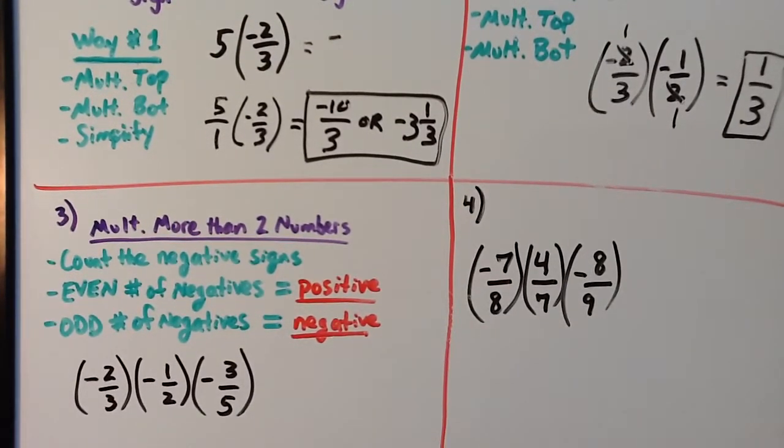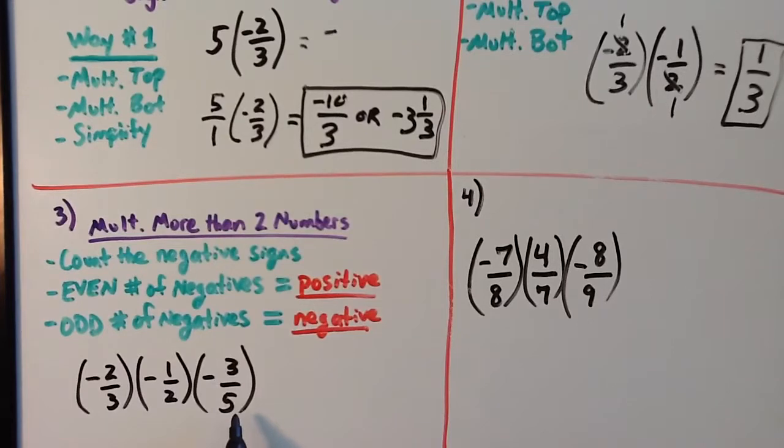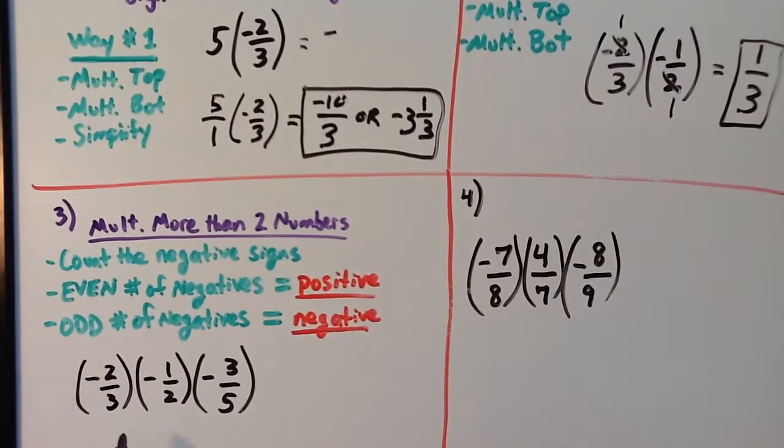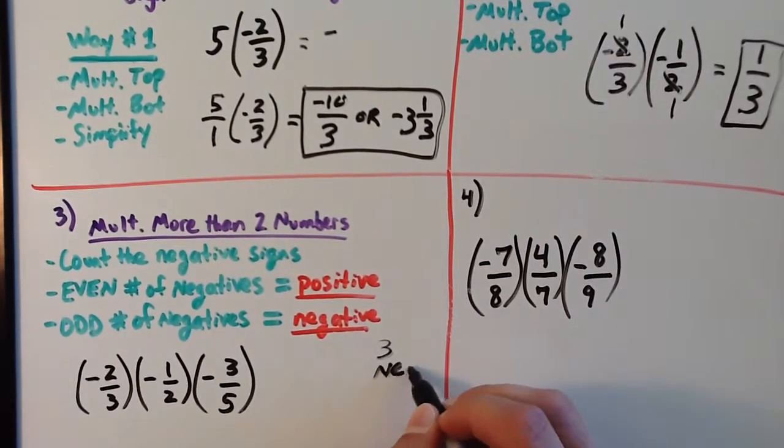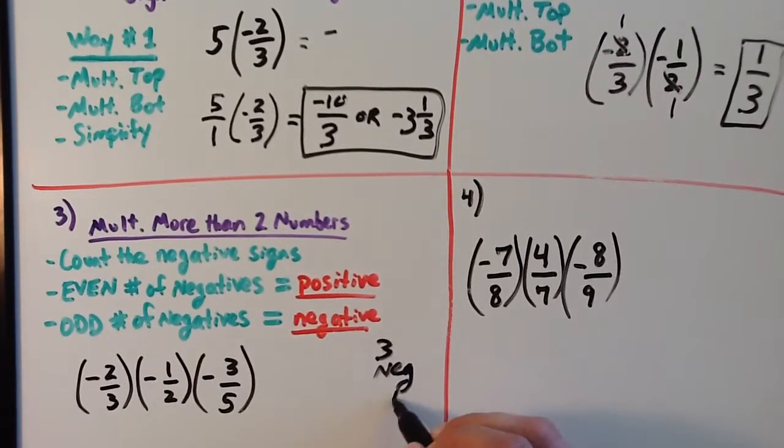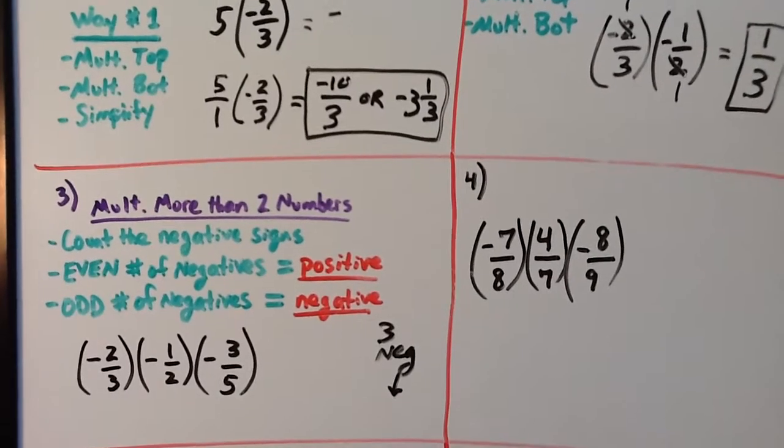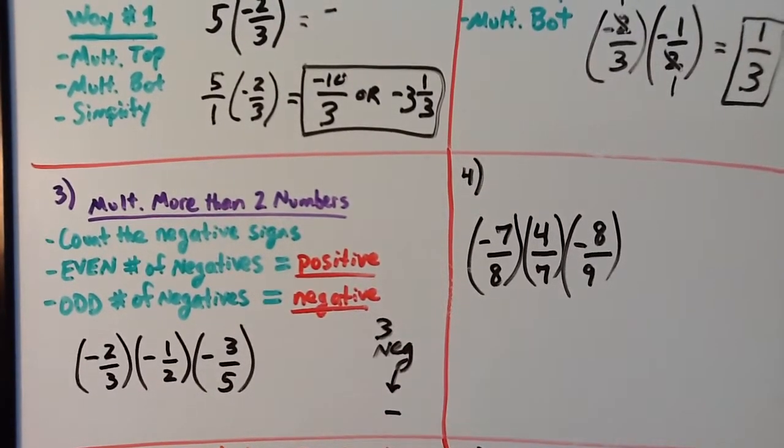In example number 3 here, we're going to multiply more than two numbers together. And when you multiply more than two numbers together, you need to count the negative signs. If you count the negative signs and there are an even number of negative signs, your product or your answer will be positive. If you count the negatives and you have an odd number of negatives, your answer will be negative. So I have negative 2/3 times negative 1/2 times negative 3/5. So let's count the negative signs. I see 1, 2, 3 negatives. There are 3 negatives. And I know 3 is an odd number, and if there are 3 negatives, my answer will be negative.